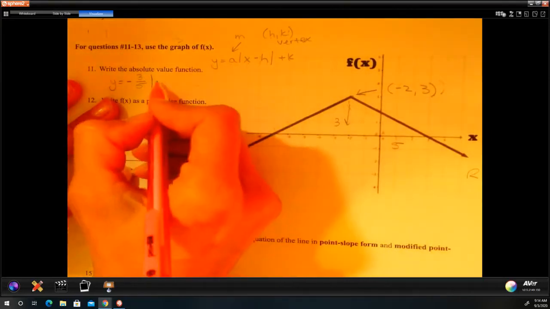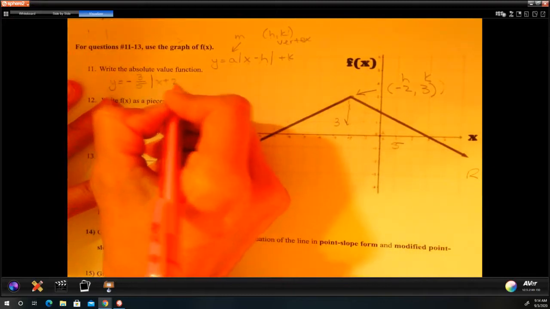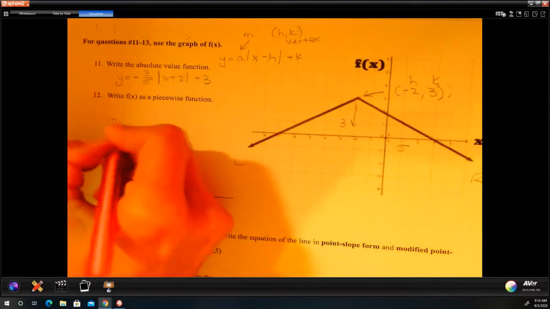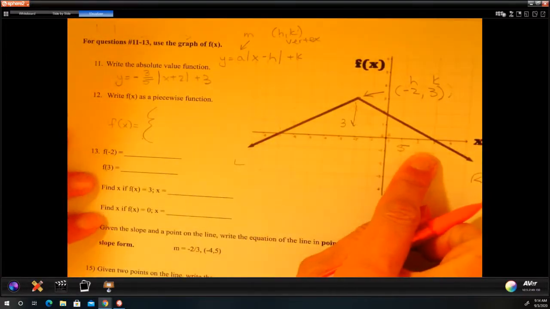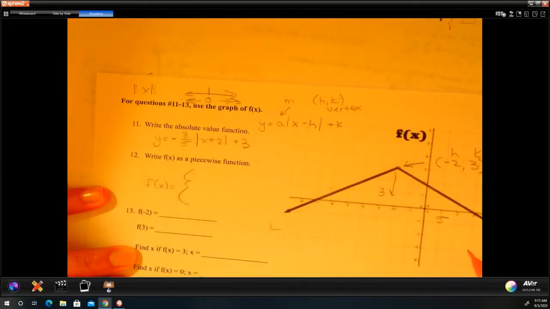So opposite of h would be positive 2, and then k would be 3. When you write a piecewise function, it has two pieces for absolute value. Remember, absolute value is the distance it is from 0. So it could be going to the right or going to the left. So that's why we see this V graph here.